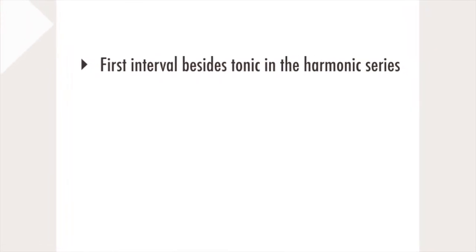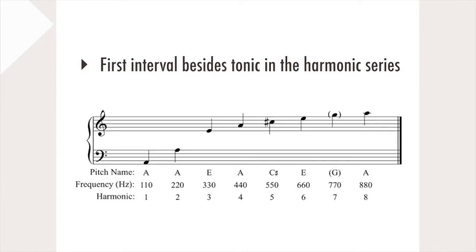It is the first interval created by the harmonic series by 2 notes of a different name. In this example, A is the fundamental. The first partial is another A, and then we get to a different note, an E. The third partial is a 5th above the A.